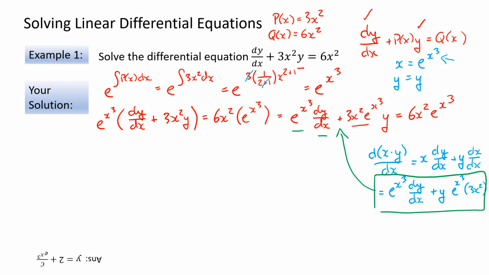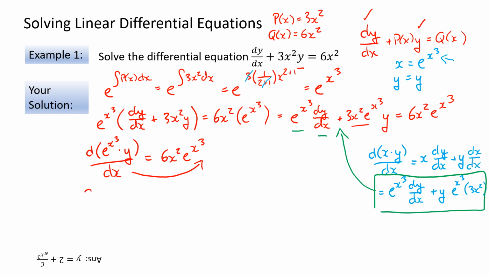So if we write it out this way, we get the derivative of our integrating factor, e to the x cubed, times our second function, which is y, and that's all with respect to x, is equal to what we have on the right-hand side of the equation, which is 6x squared e to the x cubed. Okay? So remember, like I did in the example, I moved the dx term to the right-hand side, and that's so I can integrate both sides.